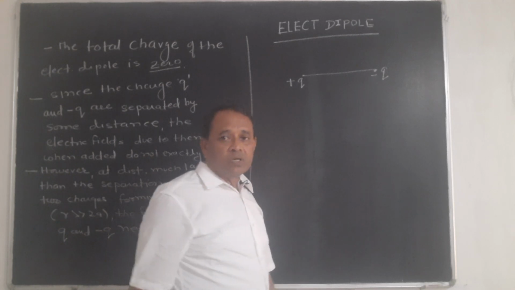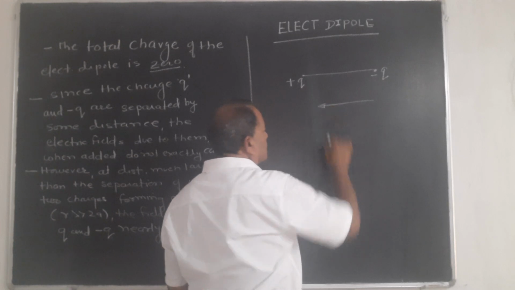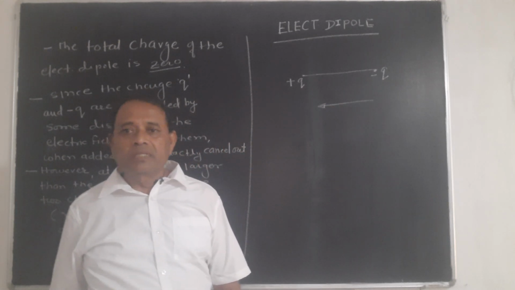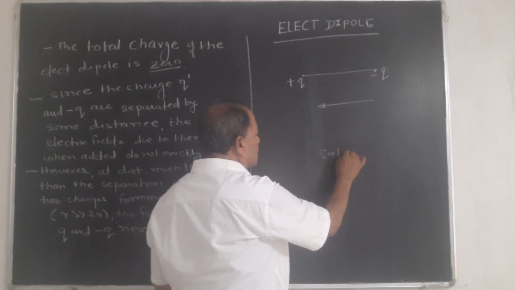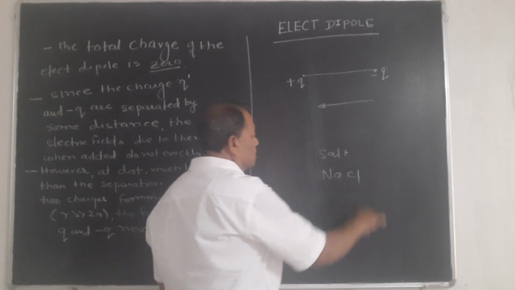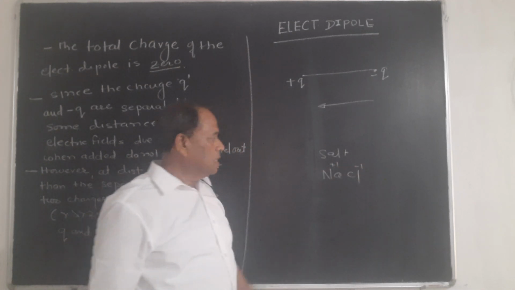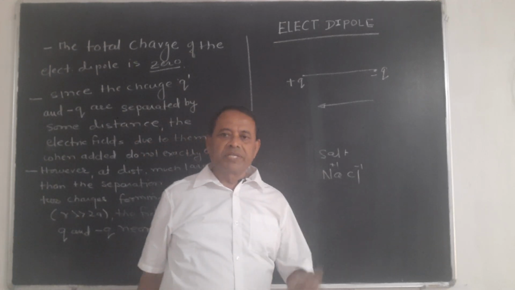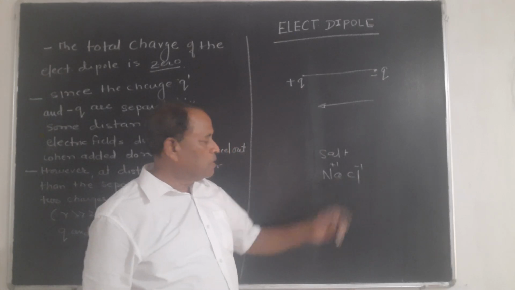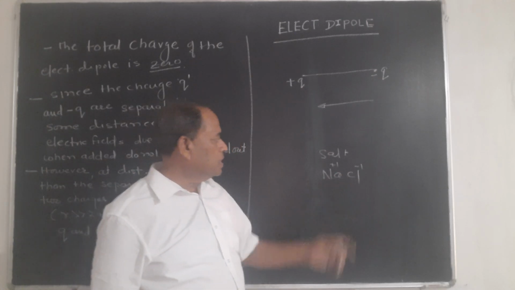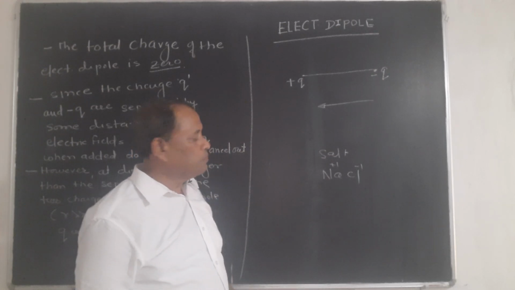The direction of the dipole is from negative to positive. You know an example of a dipole: NaCl, ordinary salt. Plus 1 charge, minus 1 charge. Sodium donates 1 electron and becomes plus 1. Chlorine accepts 1 electron and becomes minus 1. In this way a dipole is formed, and that is why NaCl is one example of a dipole.